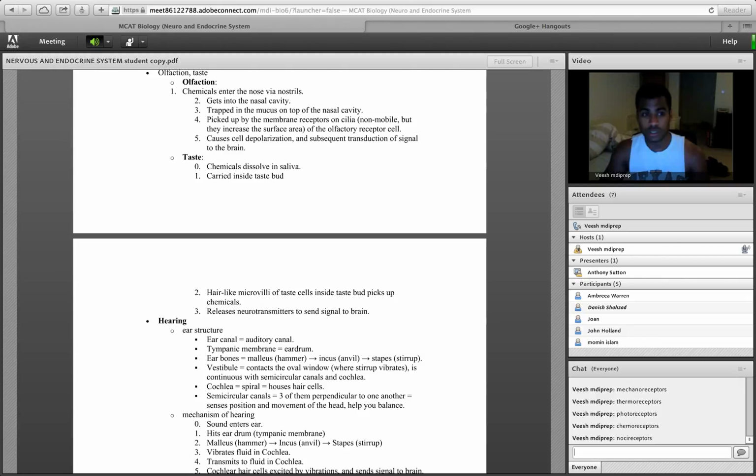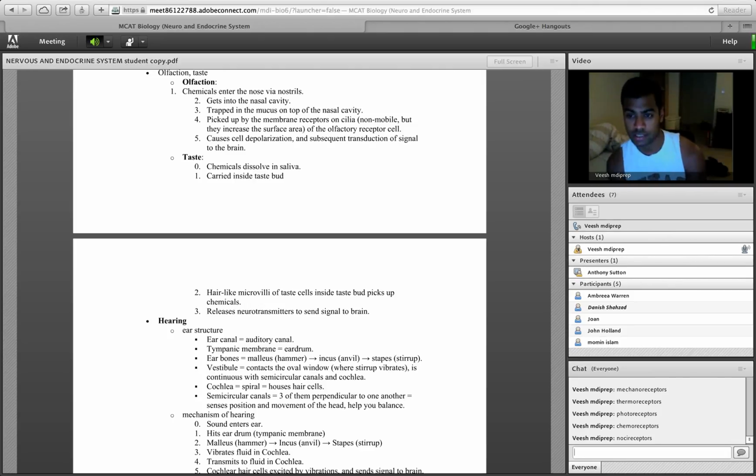Olfaction is actually the sense of smell, and taste also works similarly, so we'll talk about them together a little bit. With olfaction, chemicals enter your nose through your nostrils, get into the nasal cavity, and get trapped in the mucus at the very top of the nasal cavity. After that, they're picked up by the membrane receptors in the cilia of the olfactory receptor cell, and that causes a cell depolarization and subsequent transduction of signals to the brain. So that's the pathway of how your sense of smell works.